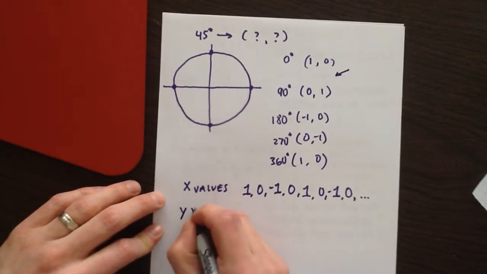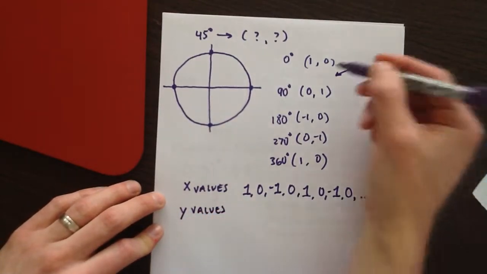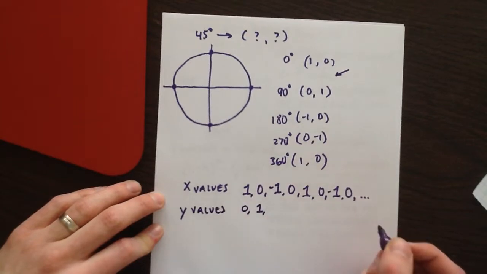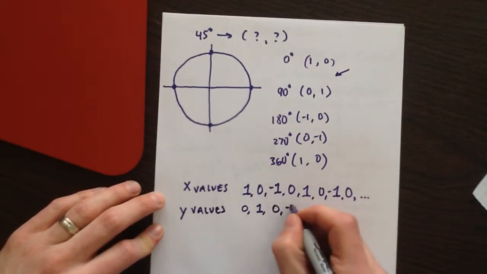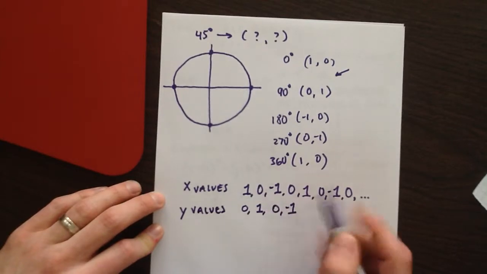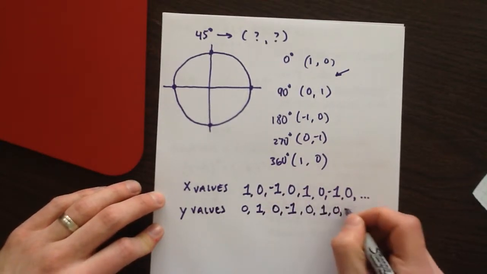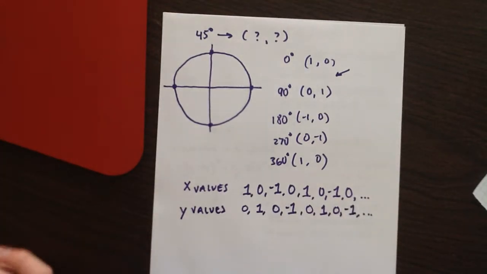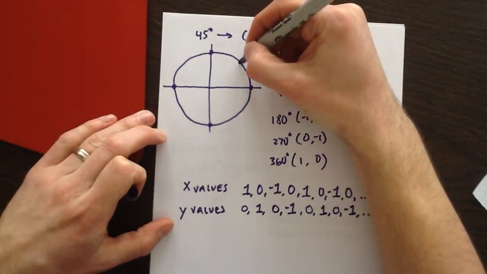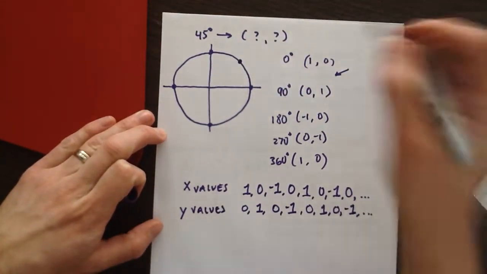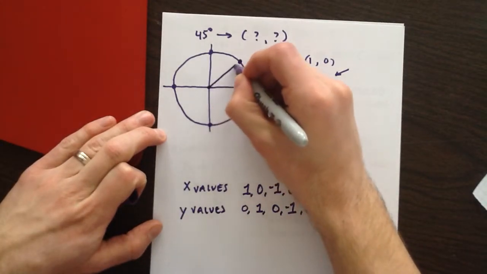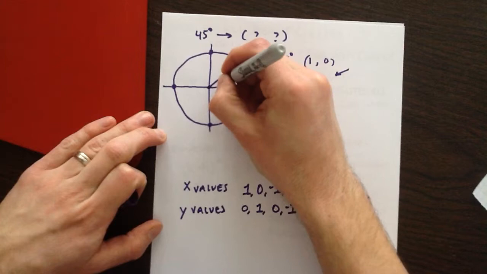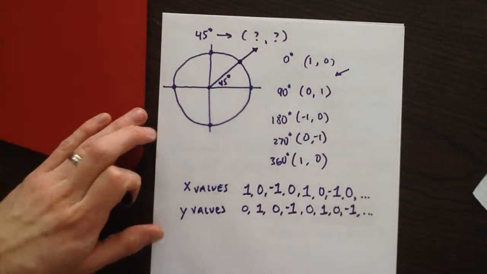The y values, just to see those written out: 0, 1, 0, -1, 0, 1, 0, -1. The y values have the same pattern. But we wanted 45 degrees. I'm going to draw this in there, 45 degrees, and we want to know that coordinate.